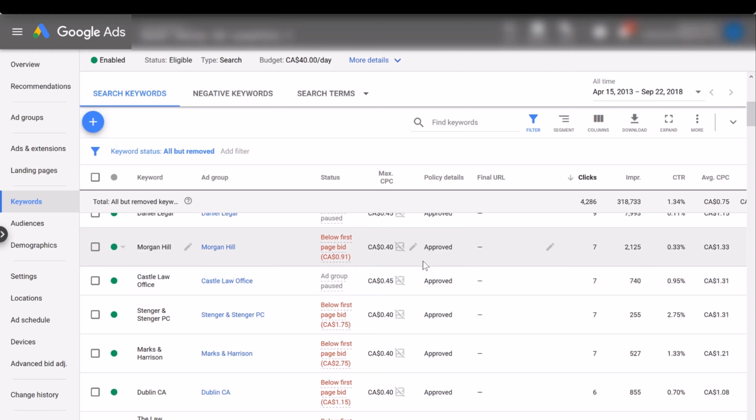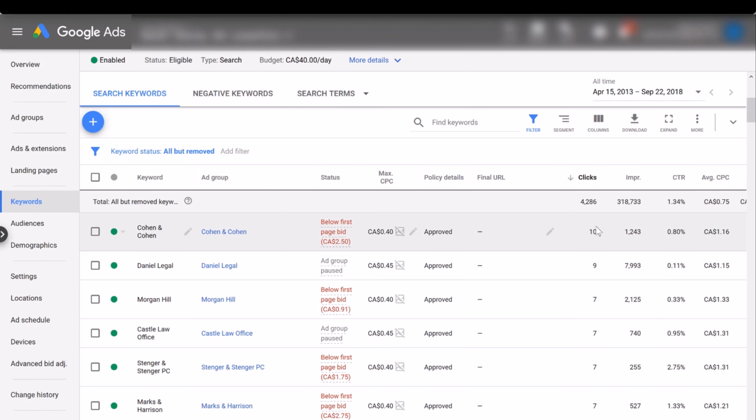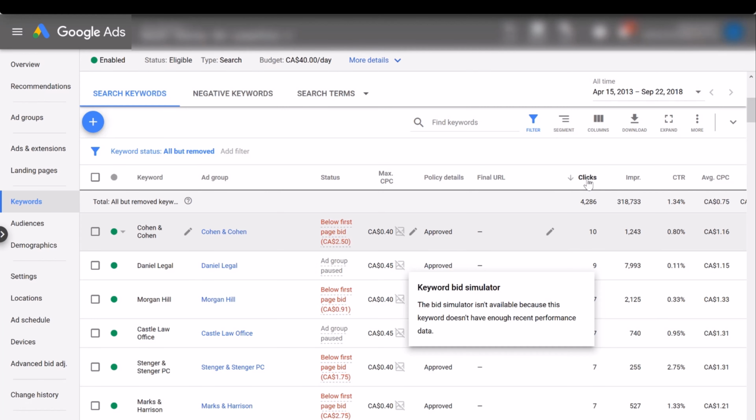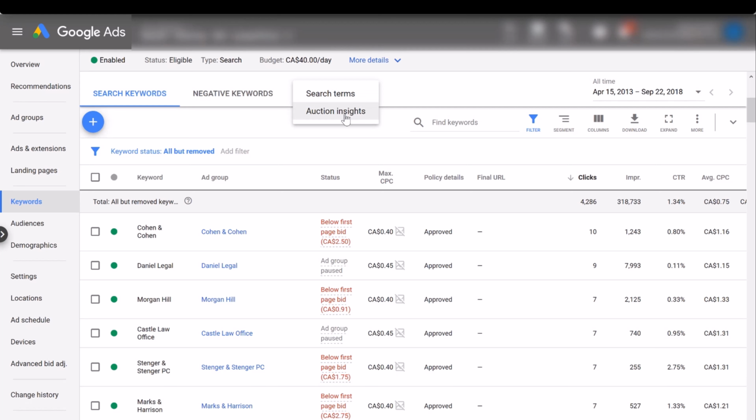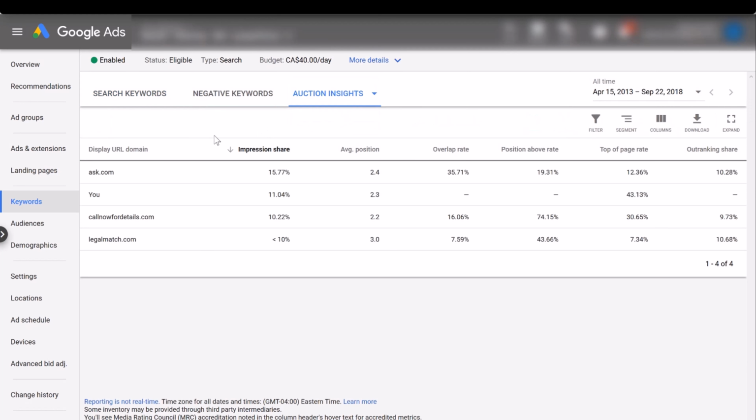All right, so once again, here's our campaign, the lawyer campaign from before. And here's the clicks, impressions, click-through rates, and cost per clicks. So let's go ahead and go to our search terms up here, and we're going to go into auction insights. Okay, so in this case, auction insights is showing how often our ads showed up relative to the competition.